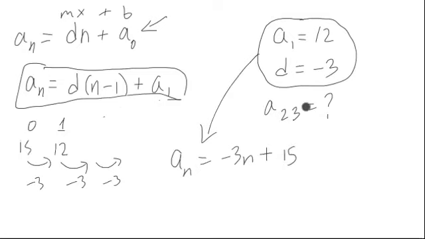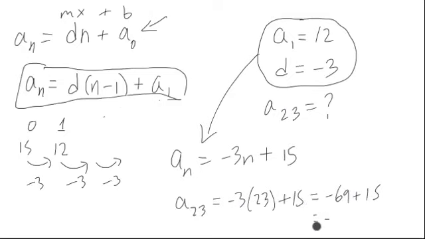So to figure out a sub 23, you simply plug 23 in for n, and we get -3 times 23 plus 15. So that's -69 plus 15, which would be equal to -54. So it looks like this is -54.